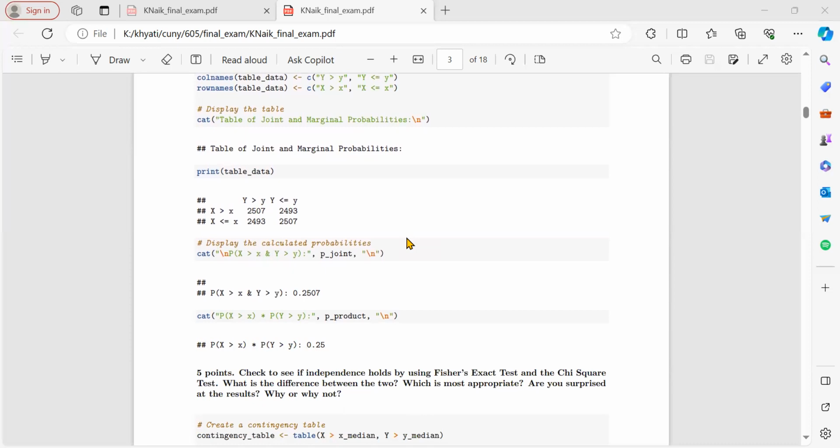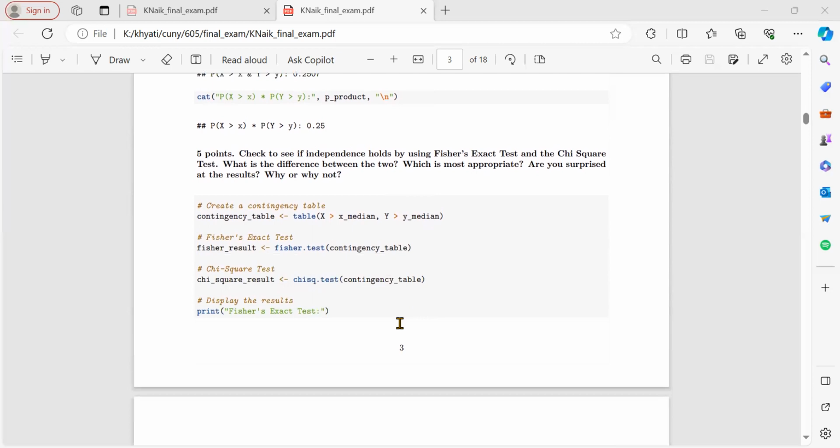We can see that the values are almost similar, 0.2507 to 0.27. Which basically means that the calculated joint probability aligns very closely with the product of marginal probabilities, supporting the assumption of independence between x and y.